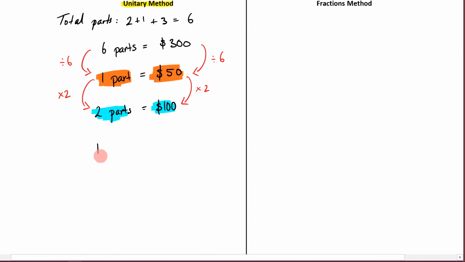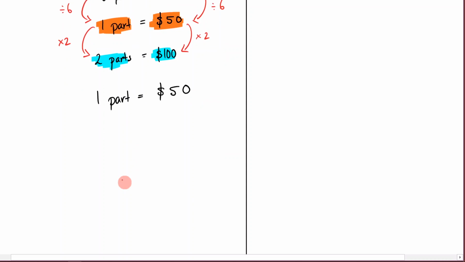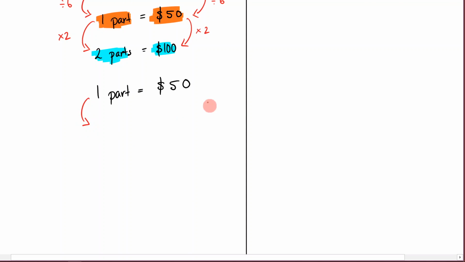So I'm going to remind myself that 1 part is equal to $50. And now I'm going to say, well, if I'm after 3 parts, what am I going to have to do? I'm going to have to times both sides by 3. 1 times 3 is 3. 50 times 3 is 150. And that is the last thing I needed, 3 parts.